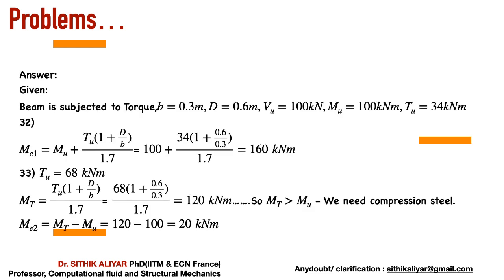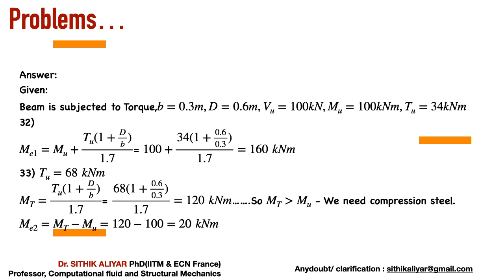So, write the given: B is given, D is given, VU, MU, TU are given. They are asking for MU1. Directly substitute into the formula, MU equal to TU, and substitute everything: 68, 1 plus 0.6 by 0.3. It will give you 120 kilonewton meter, and remember MT is greater than MU, correct, because for MU1 you got 120.